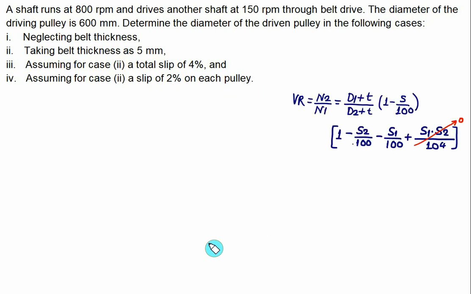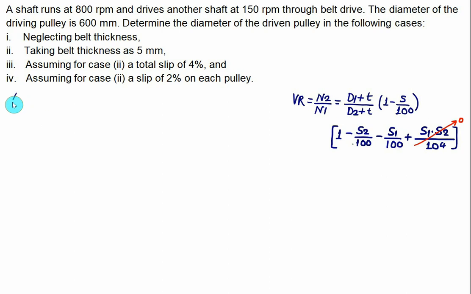When we derive the equation for velocity ratio, we have N2 by N1 equal to (D1 plus T) upon (D2 plus T) into (1 minus S by 100). This time we have neglected the product of S1 into S2, and the equation is simplified as 1 minus S upon 100. In the first case, you have to neglect the belt thickness, that is the value of T, and the value of S. Then N2 by N1 is the same as D1 by D2.